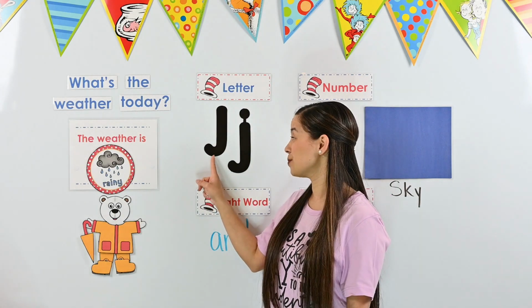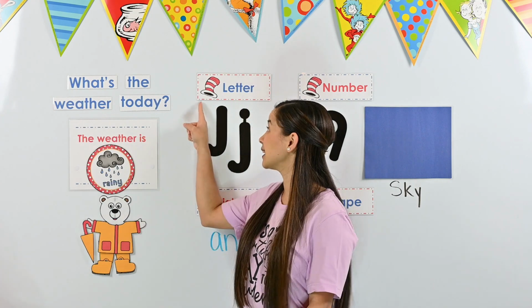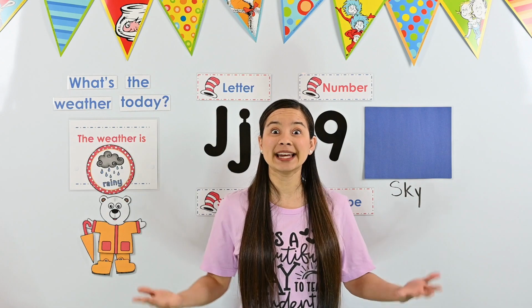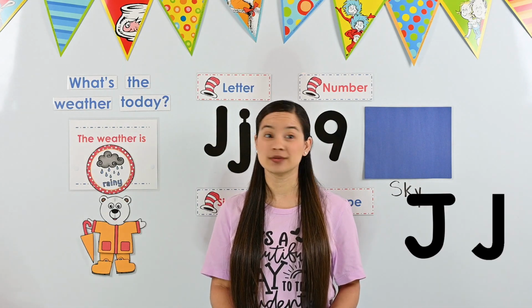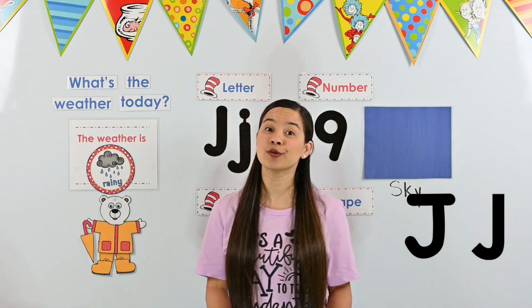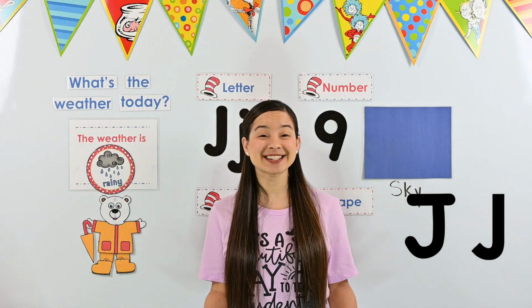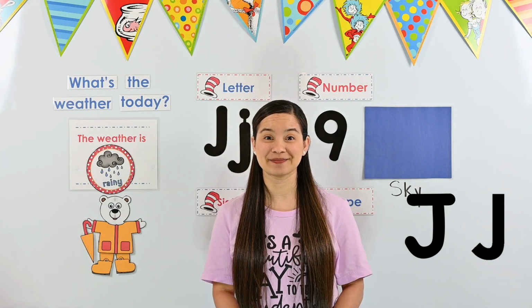Now, you might see the uppercase J written a different way. Sometimes people put a line at the top, and that's perfectly fine. You could write it either way. So, these two are both uppercase J's. It just depends how you want to write it.